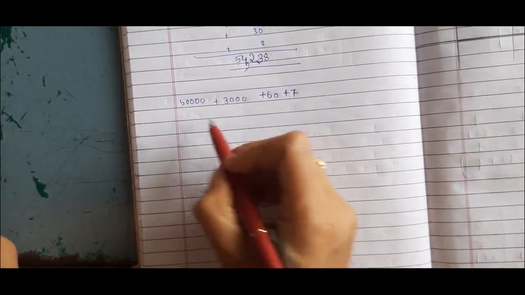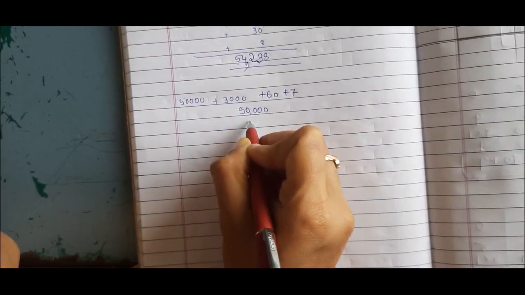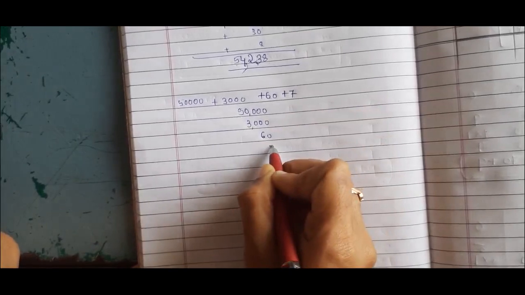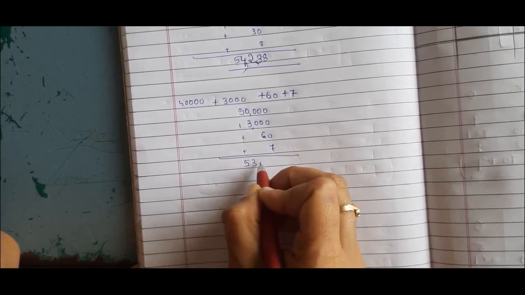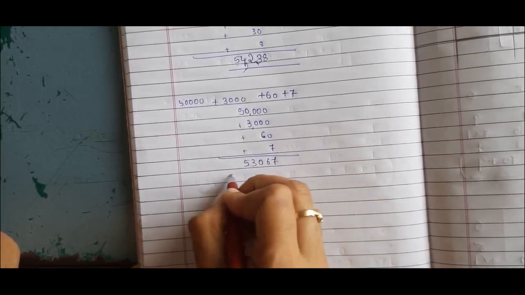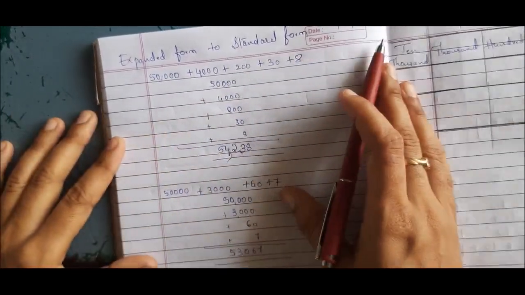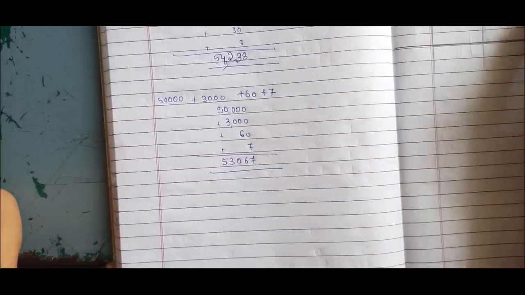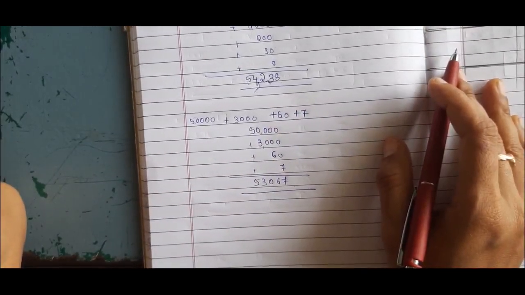Next, see another problem. 50,000. Next number they have given 3,000. Next they have given 60 and 7. Add this all. What do we get here? 53,067. So this is another method to write expanded form into standard form. There are two methods. First, directly inserting in the place value chart, or by addition. Any one method you can follow.